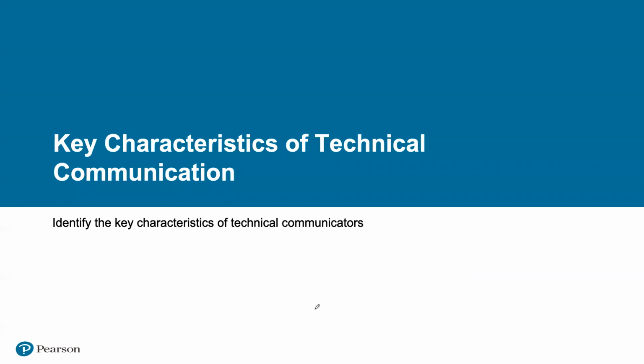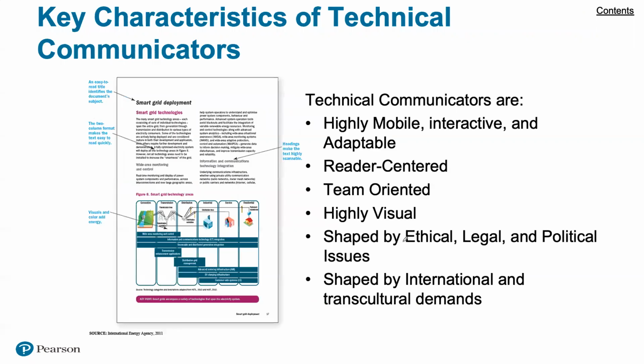So what are key characteristics of technical communication? You want to identify the characteristics of technical communicators. Here we're seeing an example in a document, a publication, maybe a final report. Technical communicators are highly mobile, interactive, and adaptable. Those are characteristics that you want to have as a good technical communicator. They're reader-centric, so you want to be thinking about your audience. Team-oriented, especially when you get to complicated documents, it's likely that you're going to have to be writing this in a team, and so there's going to be some collaboration.